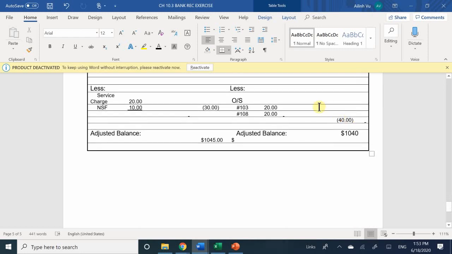Yes, it is. So we got 1045 here and we got 1045 here. So we know that they match 100%, and that's what we want. We want the ending balance, the adjusted balance, to match. Right, okay. Now this adjusted balance says 1040 though, to the right.